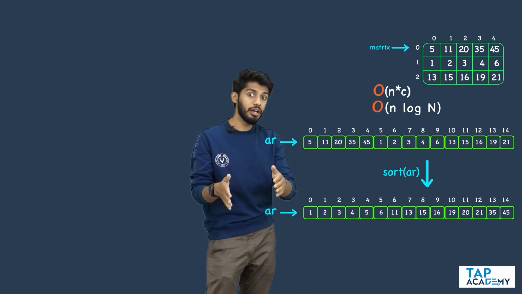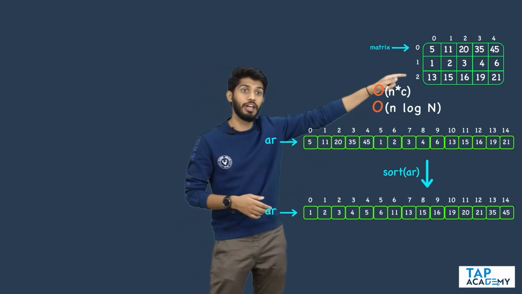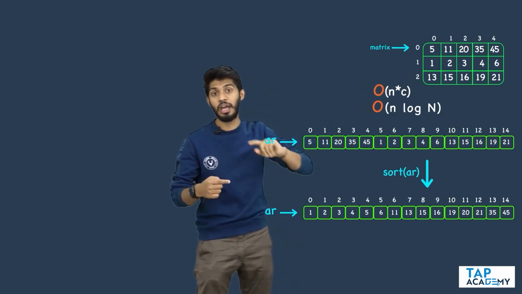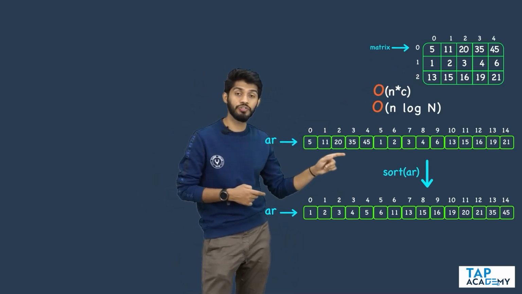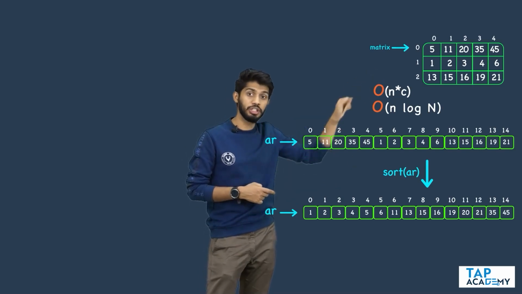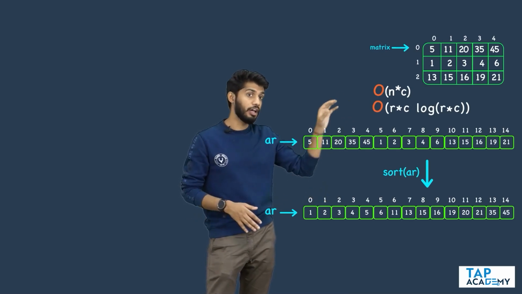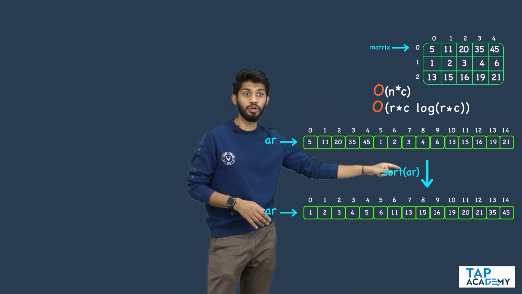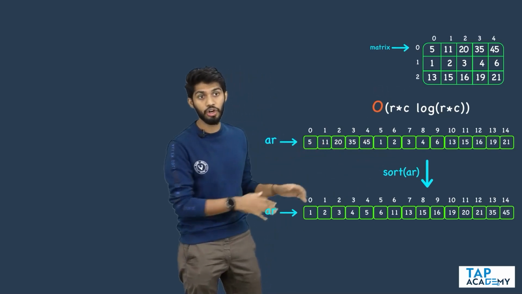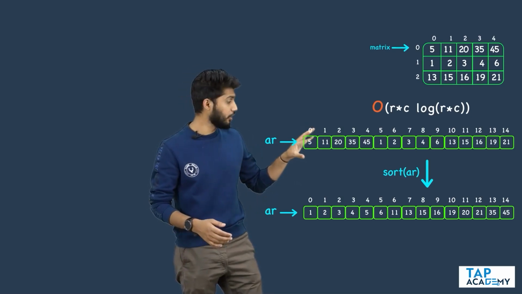So n should be replaced with what? The number of elements. The number of elements is nothing but r into c. So the time complexity of this particular algorithm is r into c log r into c. That will be the time complexity, and this is the higher order. So I will eliminate the lower term, and this will be the total complexity of this particular algorithm. And if you see the space complexity, I am creating a new array over here.